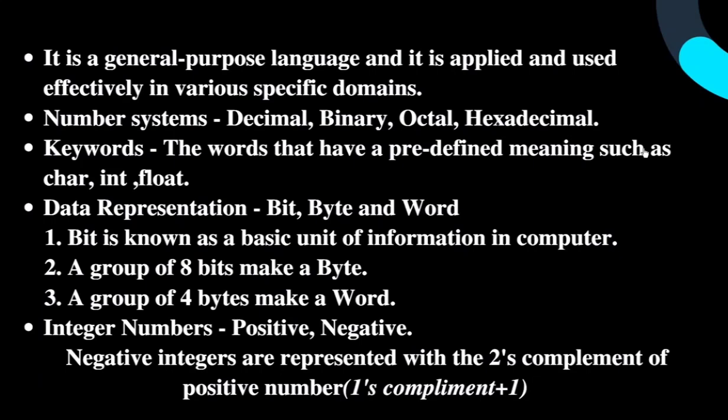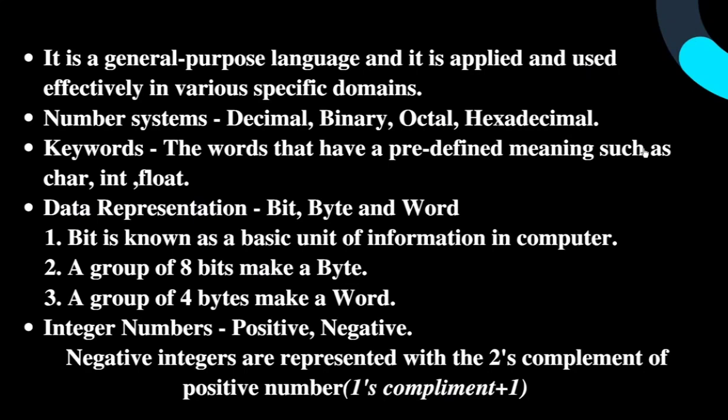First is the keywords. So what are these keywords? These are words that have a predefined meaning, such as character, char, int, and float. Then the data representation here is bit, byte, and word. What is bit? Bit is known as a basic unit of information in a computer. A group of 8 bits makes a byte. A group of 4 bytes make a word.